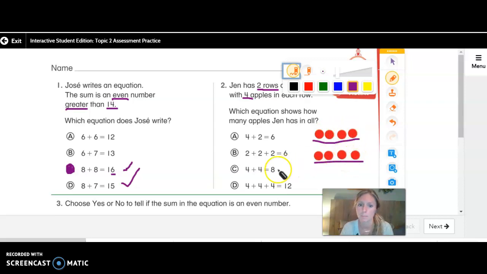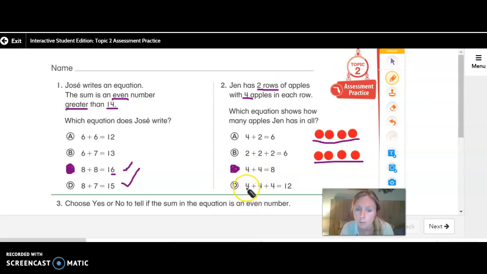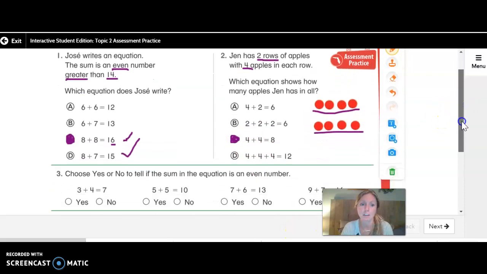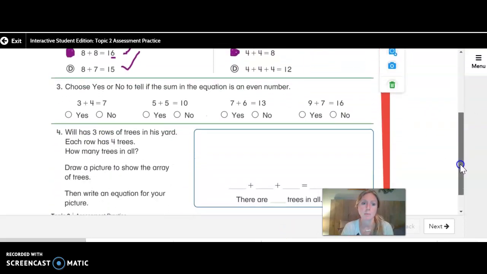Well, I need another one. What about this one? 4 plus 4 equals 8. 4 plus 4 does equal 8. I don't know if I need to even look at that last one, but let's double check just in case. 4 plus 4 plus 4. There's too many. I don't have enough. I only have 2 in these columns. So we found our answer, you guys. Very, very good. Let's go down and look at number 3.